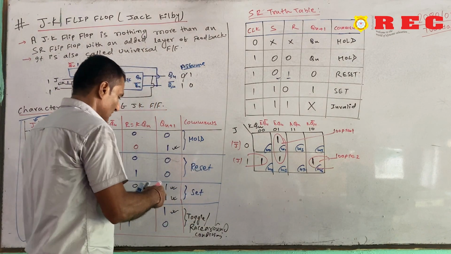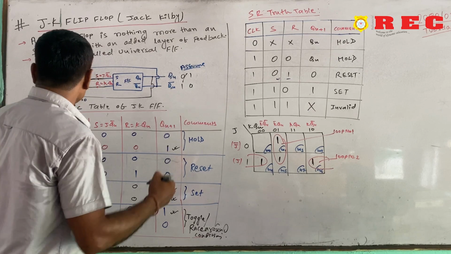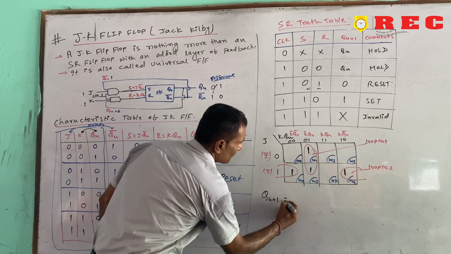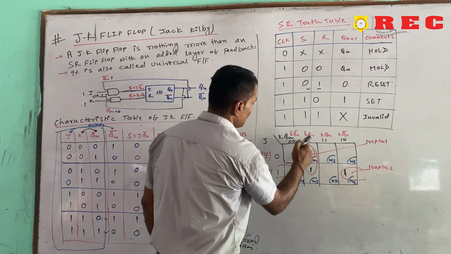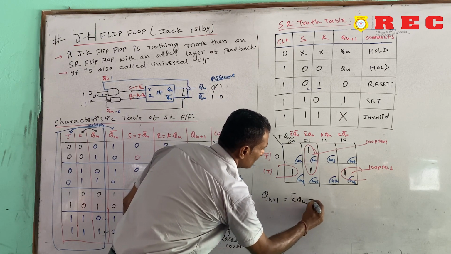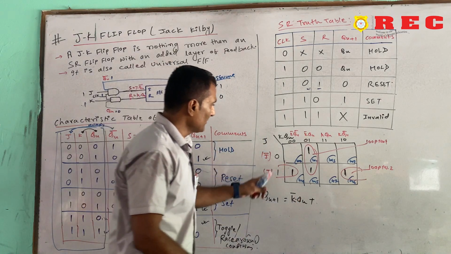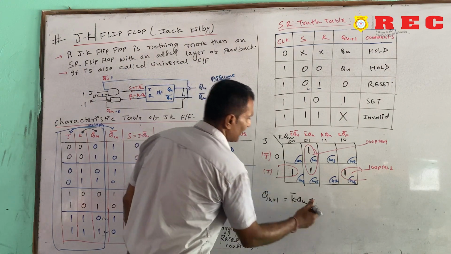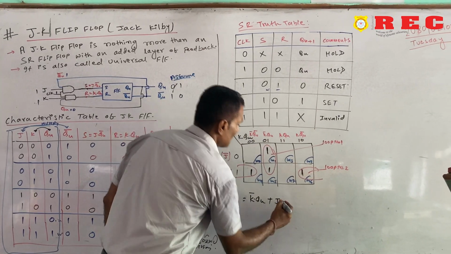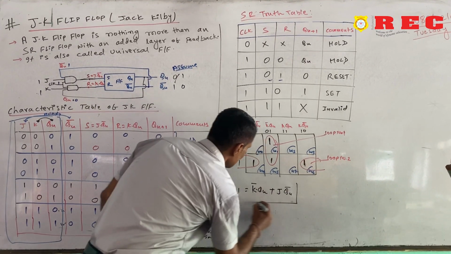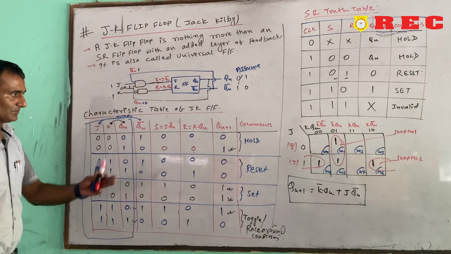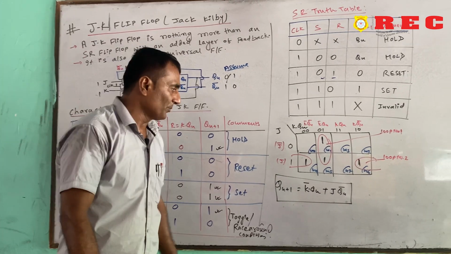So, what will be the characteristics output of JK flip flop? Q n plus 1 equals the output of loop number 1, we will see this is K complement Q n, plus loop number 2. By this way we will see this is the J, and the upper one, this 0 is not matching, and this is Q n complement. So, this is our characteristics equation, the JK flip flop equation.